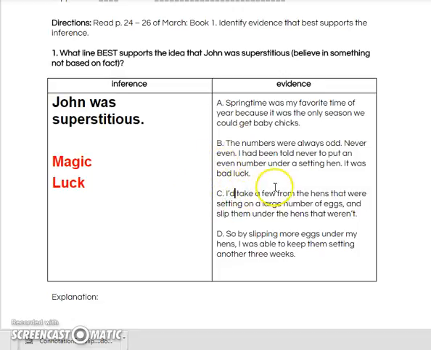C. I'd take a few from the hens that were setting on a large number of eggs and slip them under the hens that weren't. Again, I don't see anything about John saying that he was superstitious or anything about luck here. D. So by slipping more eggs under the hens, I was able to keep them setting another 3 weeks. That seems more like a clever idea than luck. So I'm actually going to go with my answer is B.